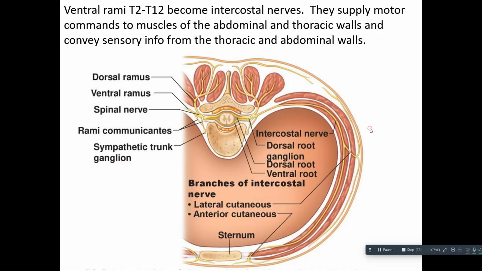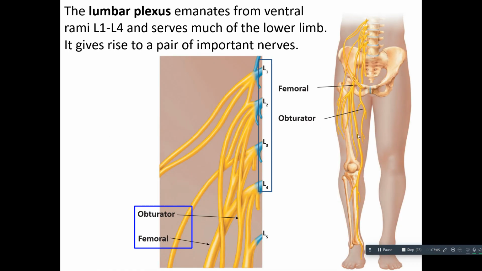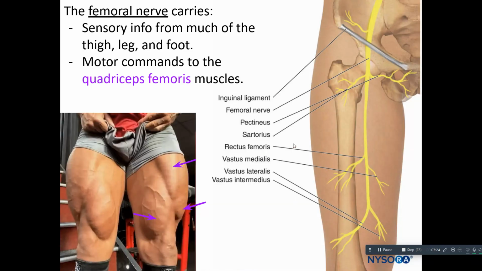So now we got to do the rest of our plexuses. So ventral rami L1 to L4, they're going to interconnect to create the lumbar plexus. And we're just going to learn two nerves from the lumbar plexus, the big femoral nerve and then the smaller obturator nerve.